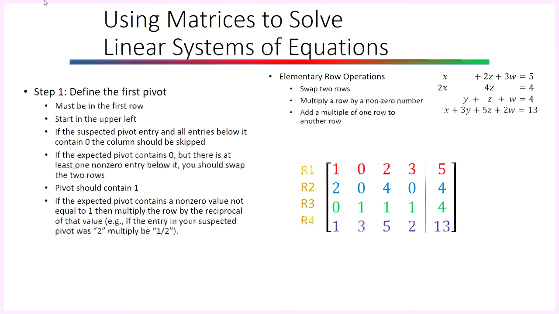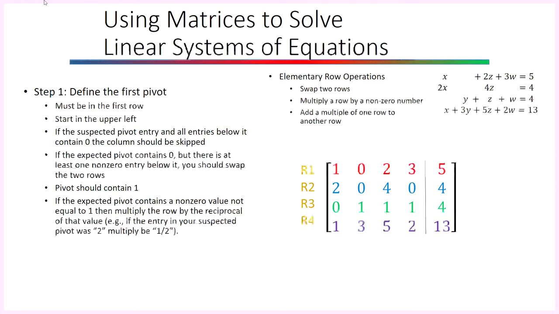The first pivot must be in the first row. It will probably be the upper left element. However, if the suspected pivot entry and all entries below it contain zero, we must skip that column and move to the right. Also, if the expected pivot contains zero but at least one element below it has a non-zero entry, you should switch the two rows.